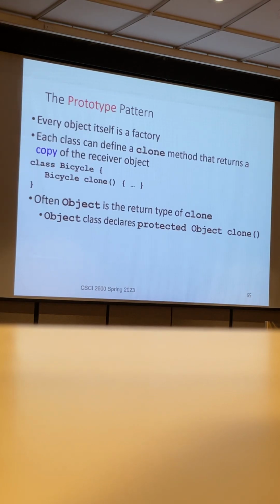All right, so the prototype pattern is another creational pattern. It's a pattern which allows the object to create itself. So basically, the object itself is a factory that is capable of producing clones of itself. Each class can define a clone method that would return a copy of the object on which this clone method is invoked. So if we have a class Bicycle, we can have a clone method in Bicycle that returns a Bicycle.